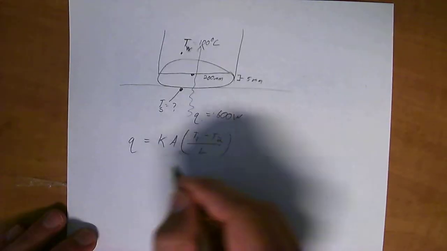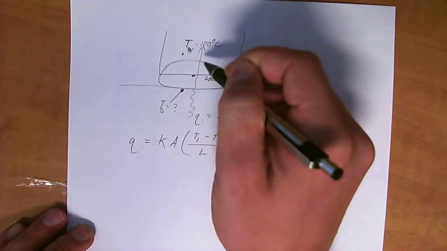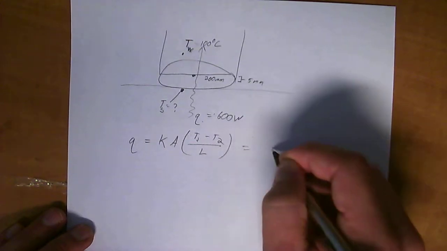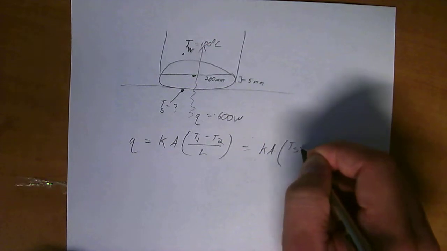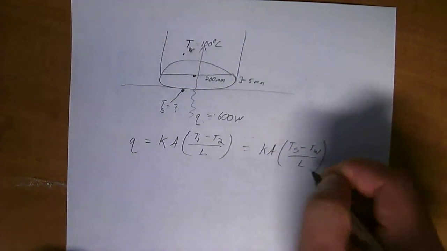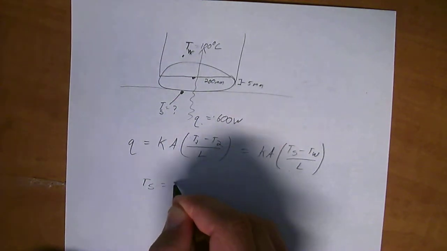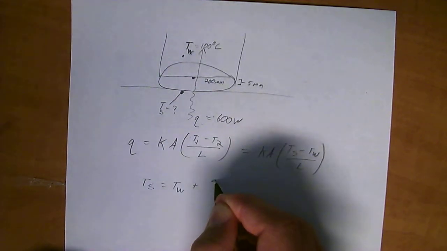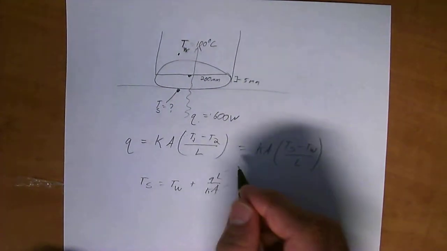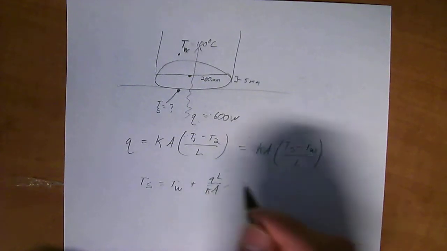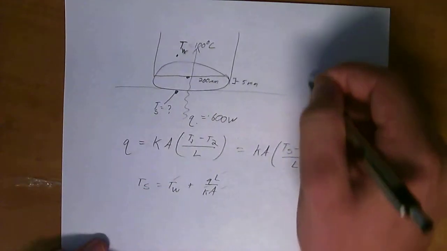We're going to rearrange this because we're looking for TS. And we know that TS is actually going to be higher because the heat is traveling this way, so the water is absorbing it. So this is actually going to equal Q, or K A times TS minus TW all over L. And then rearranging this, we have TS is equal to TW plus Q L over K A. We know we can get this, we can get this, we have that, we have that, and we have this.